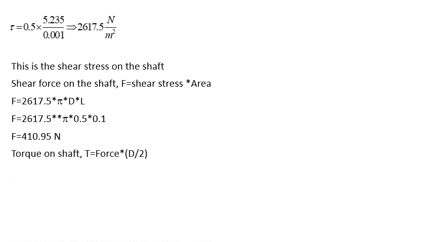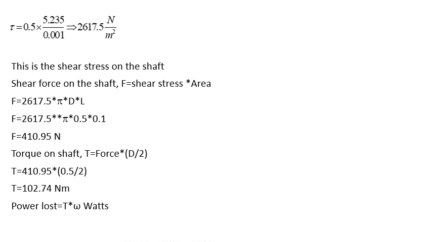So now what is the torque on the shaft? Torque is equal to force into radius, or force into diameter by 2. Then torque is equal to the force 410.95 into the diameter of the shaft 0.5, divided by 2, that is the radius. Hence the torque is equal to 102.74 Newton meter. So this much torque is there in that shaft.